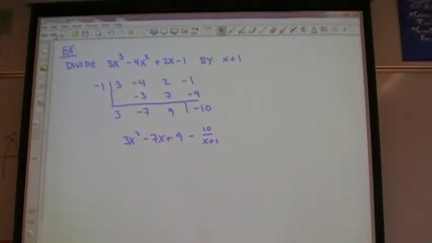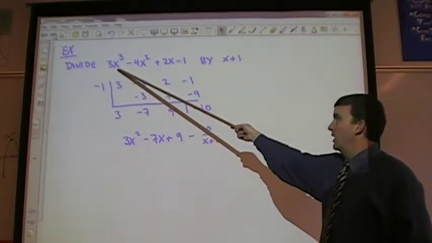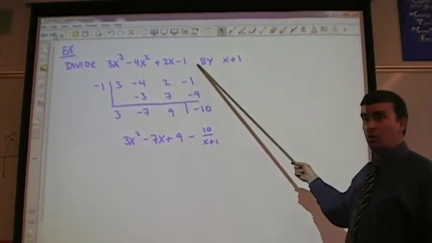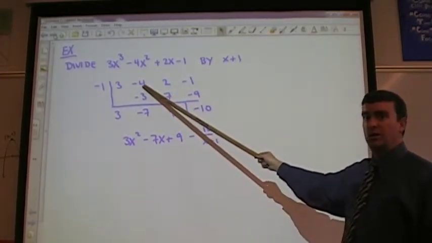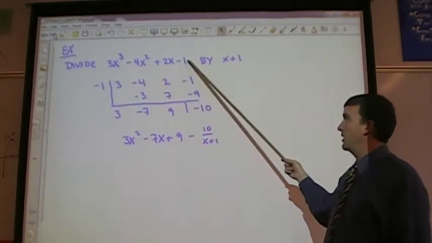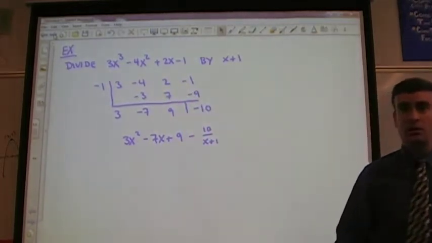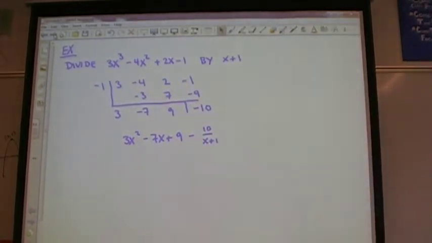If you're missing a term, you can't just exclude it from the box. For example, if the minus 4x squared was not here, if it went 3x cubed plus 2x minus 1, what would go here? A 0. Okay, you have to include a 0. If it was 3x cubed minus 1 without both of these, then we would have to put 0, 0 here. So be aware of that when we do these. You have to include a 0 for all missing terms.